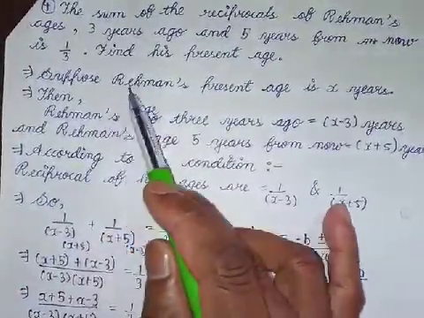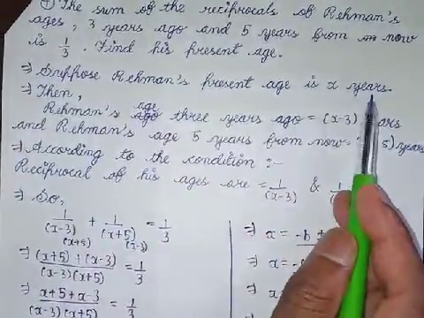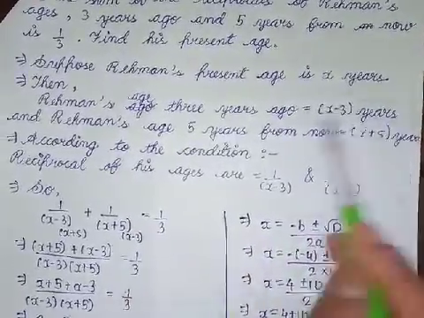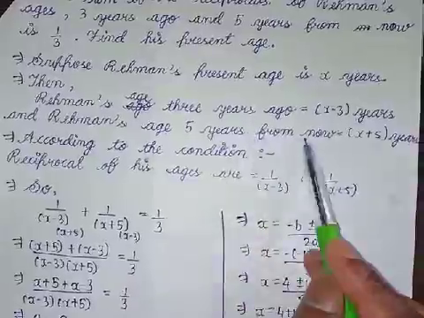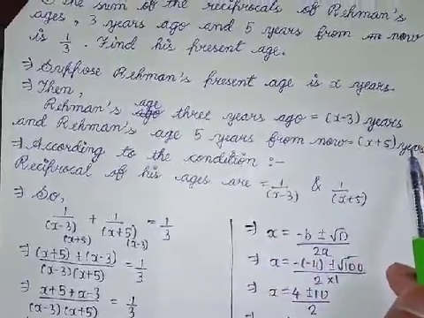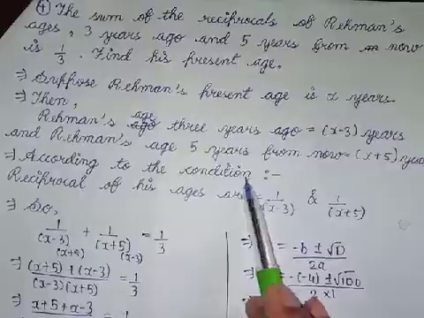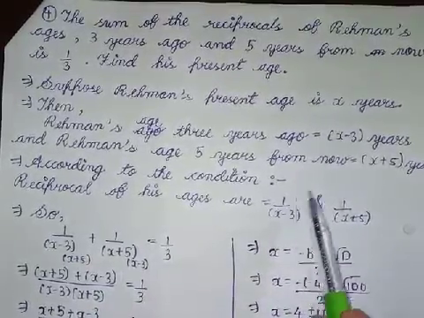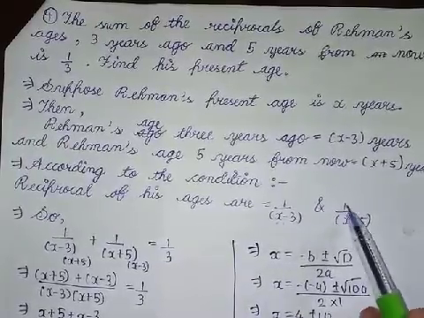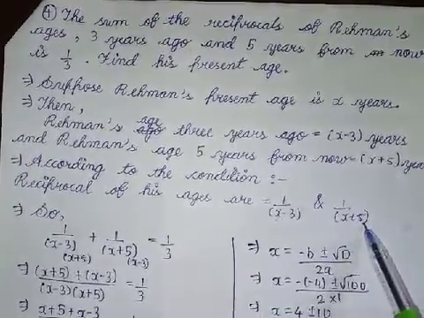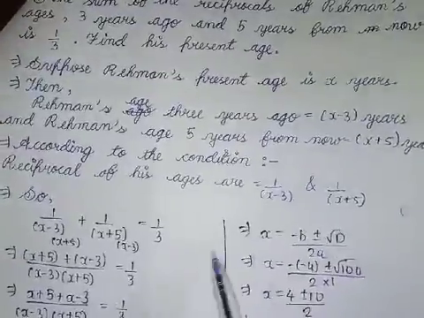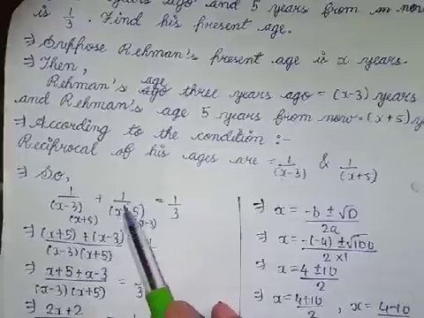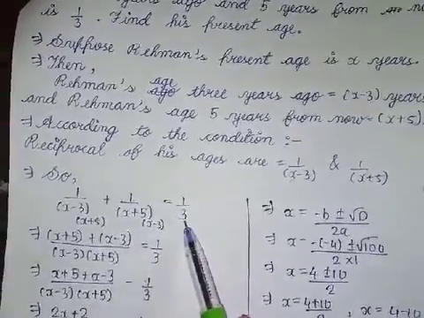So suppose Raymond's present age is x years. Then Raymond's age 3 years ago is x minus 3 years, and Raymond's age 5 years from now is x plus 5 years. According to the condition of the problem, the reciprocals of his ages are 1 upon x minus 3 and 1 upon x plus 5. Sum means addition of these two is equal to 1 by 3. So 1 upon x minus 3 plus 1 upon x plus 5 is equal to 1 by 3.